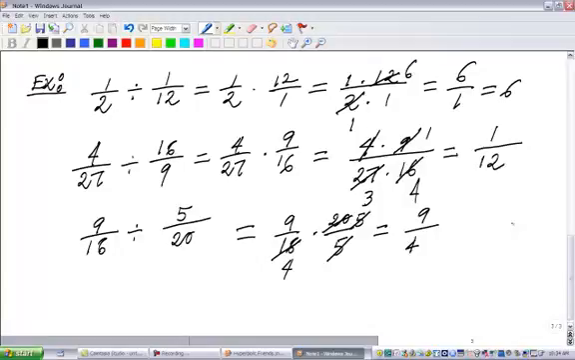Okay, let's go over it. So you agree that I have 9 over 16, 20 divided by 4, right? So divide the numerator by 4 first. You're going to get 5 here and 4 here. But then you have 5 over 5 left. They cancel out.